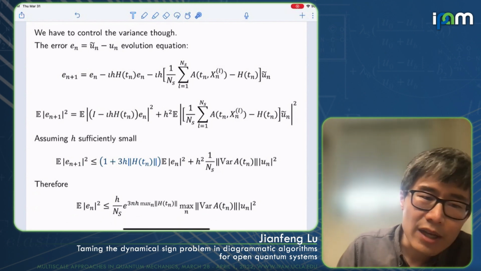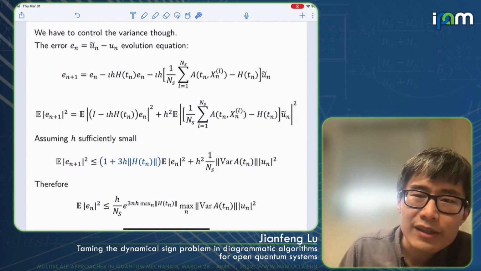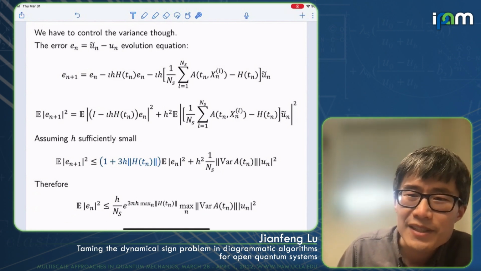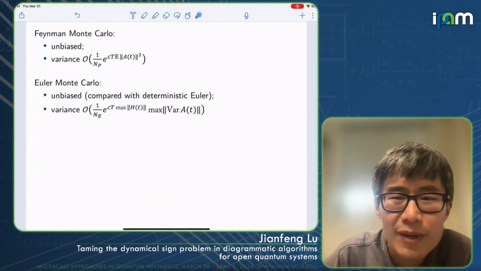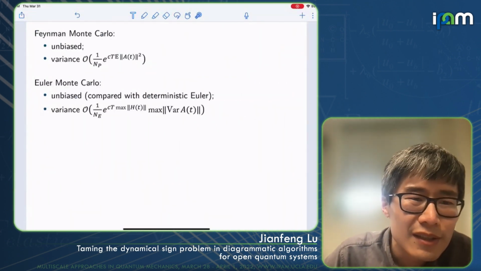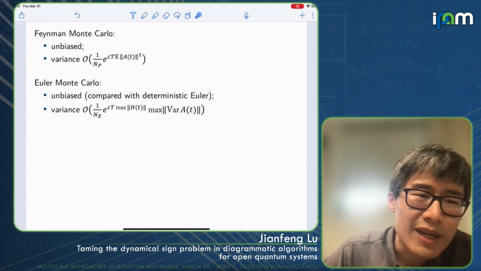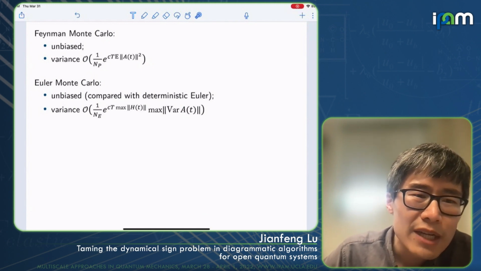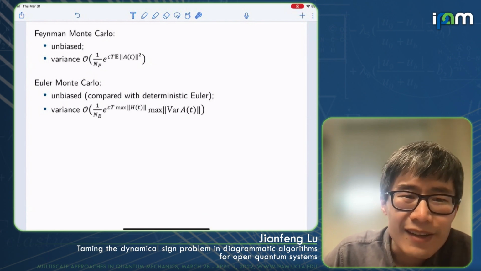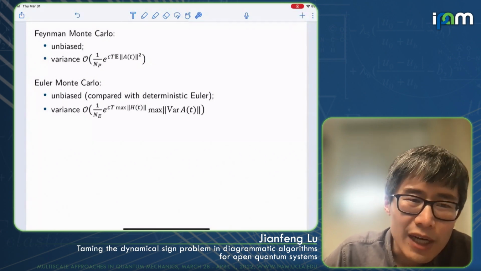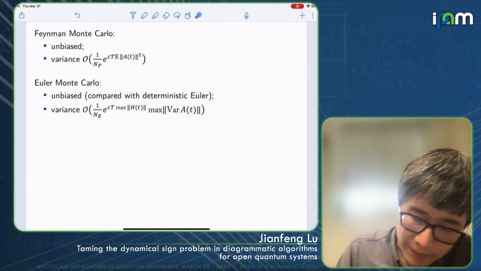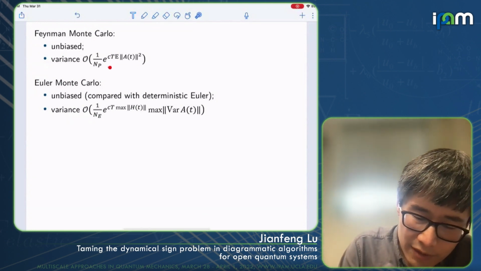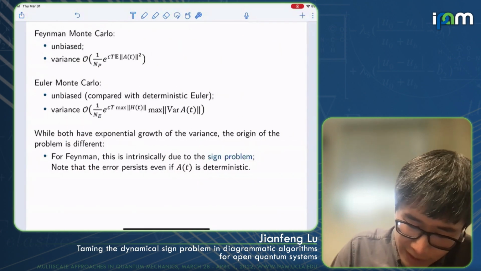Okay. And now let me put these two together, right? One is a fancy approach from a physics point of view using Feynman. The other is a more down-to-earth approach from a numerical analysis point of view using Euler. Both of them are biased, and if you look at the variance, both of them grow exponentially, right? But one thing I want to point out is that they are actually different in a sense, so maybe let's go to the next slide.